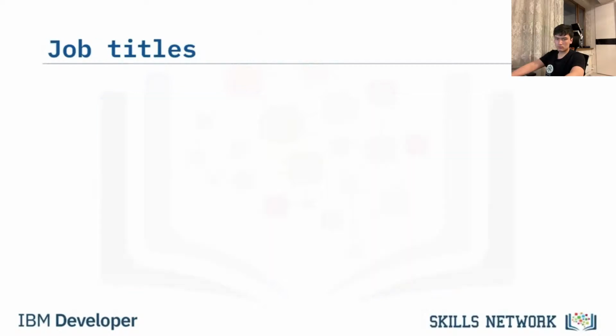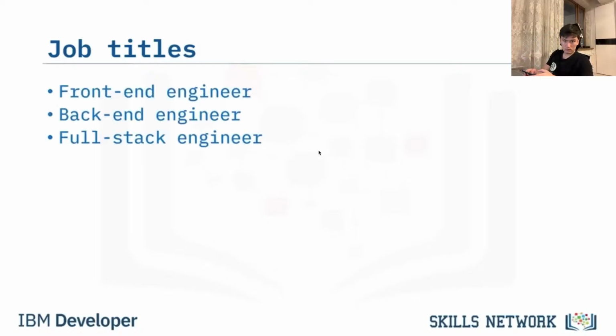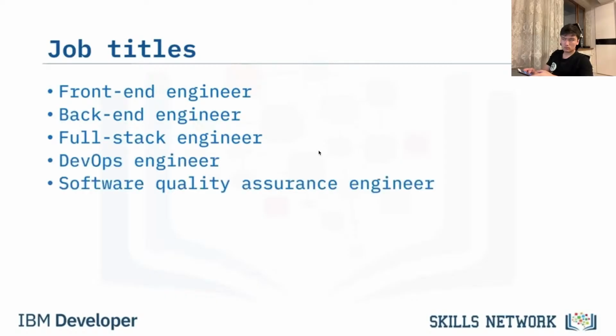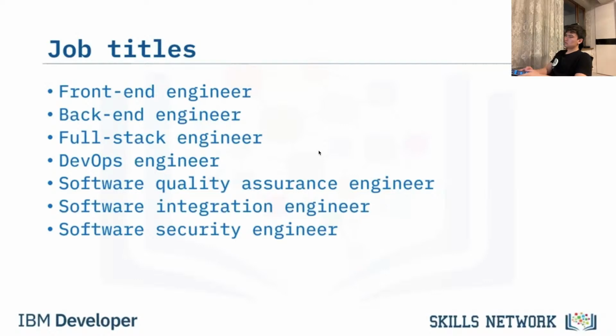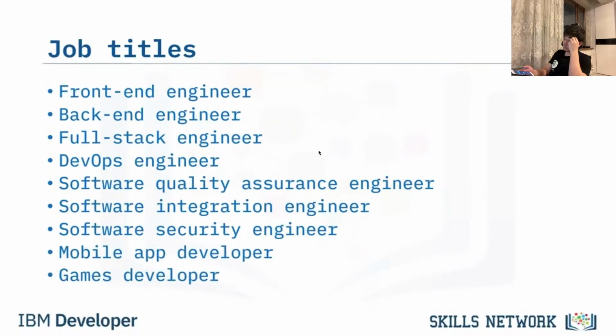Job titles such as software engineer and software developer are very broad and can be used to describe a spectrum of roles. As well as these titles, you may come across other titles related to specific subdomains in software engineering. While individual organizations might use company-specific job titles, you'll find that most fit into one of the more generic titles. Types of software engineer roles include front-end engineer, back-end engineer, full-stack engineer, DevOps engineer, software quality assurance engineer, software integration engineer, software security engineer, mobile app developer, and games developer.